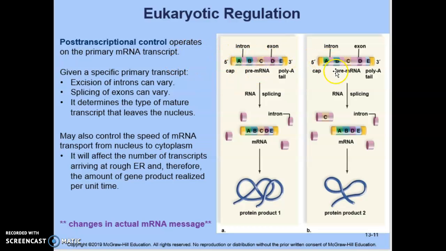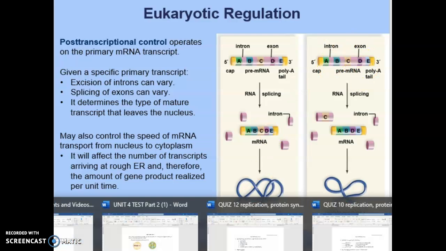This is the pre-mRNA. Now, before the pre-mRNA becomes mRNA by splicing these introns out, once those introns are spliced out, then the exons are put together, and they can be put together in different ways, and that can make different proteins. Here's protein 1, and here's protein 2, all from the same gene. So that's another way to regulate how our genes are expressed. So post-transcriptional control, changes in the actual mRNA message, and that has to do with how the introns and exons are put together.